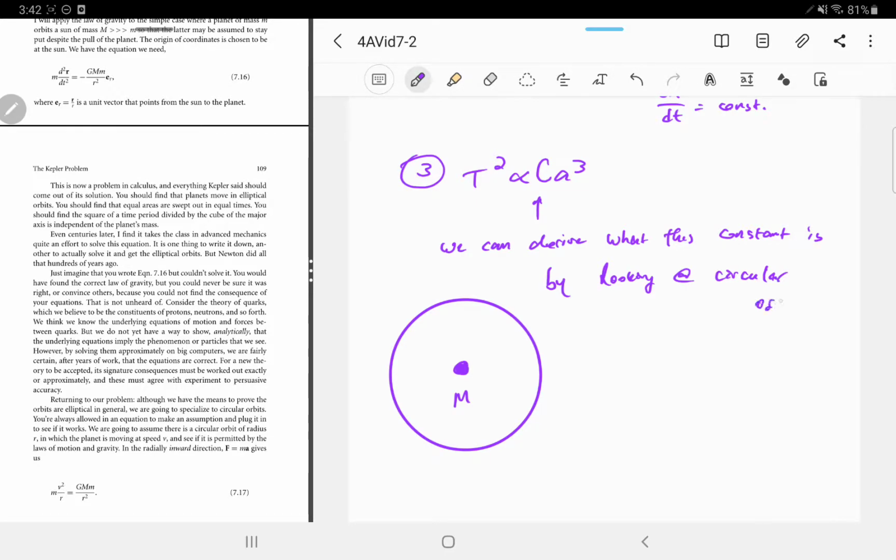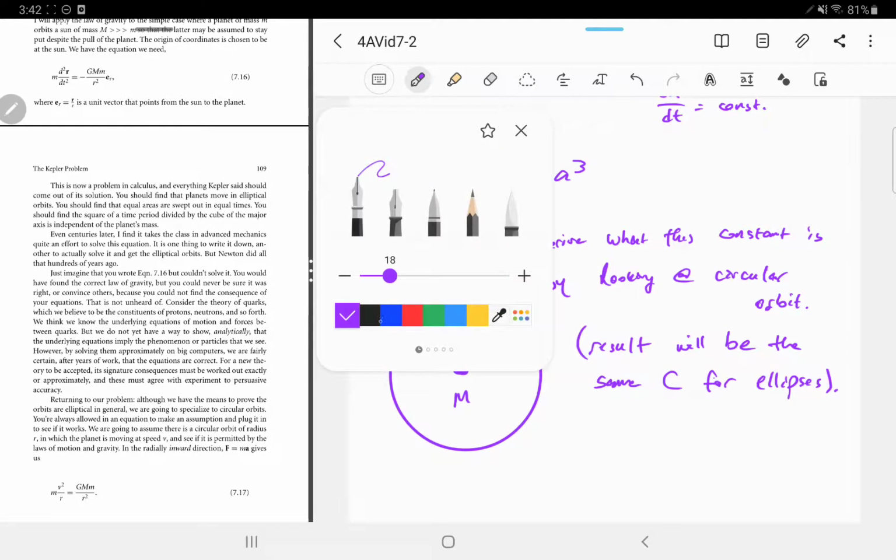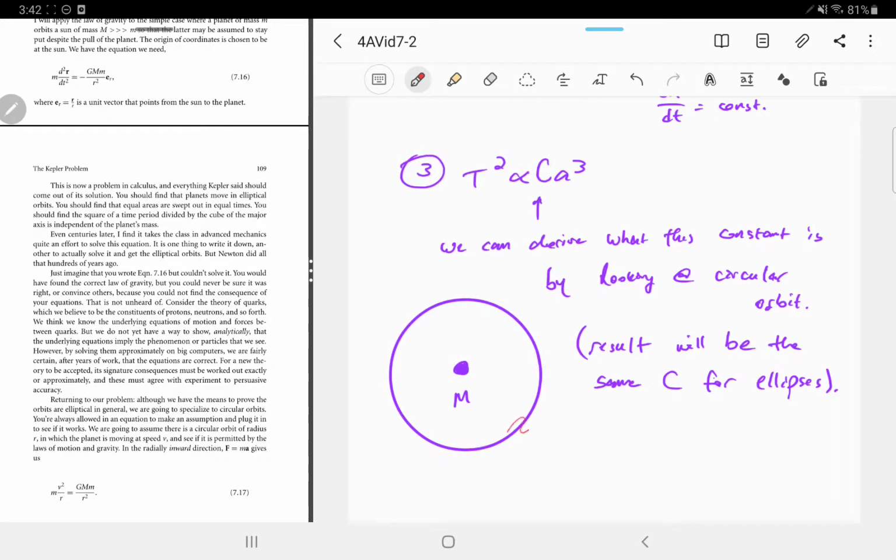The reason for that is we know a lot about circular motion. But the result is general. It will be the same constant, the same C, for ellipses and for more complicated shapes. So how are we going to do this? We have some mass, lowercase m, orbiting this thing, moving with some speed v. The reason we want to look at a circle is that a, the semi-major axis length, is really easy. It's just the radius. a is equal to r for a circular orbit.